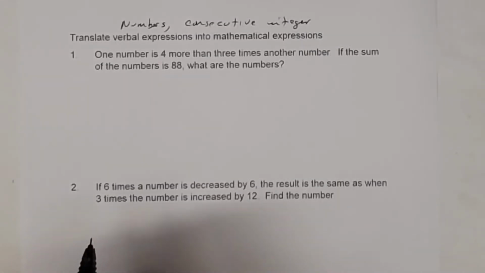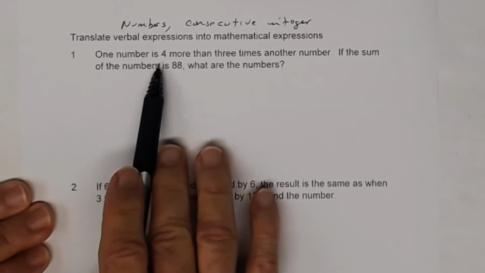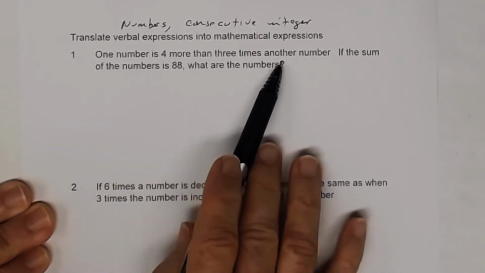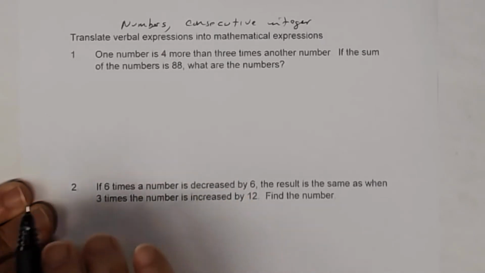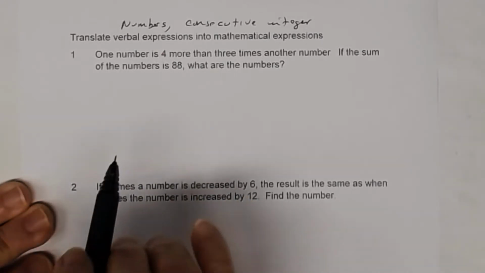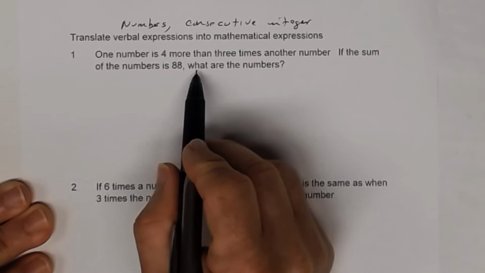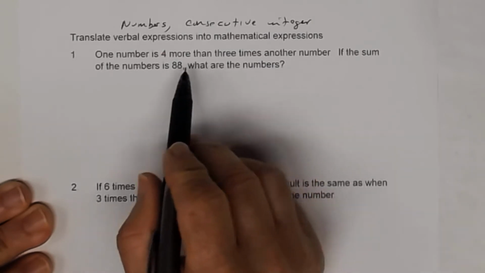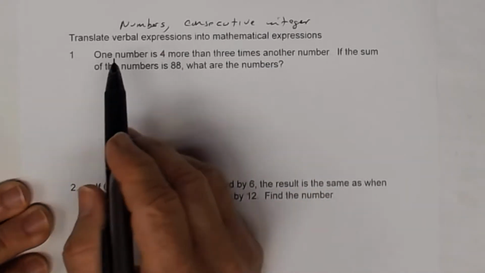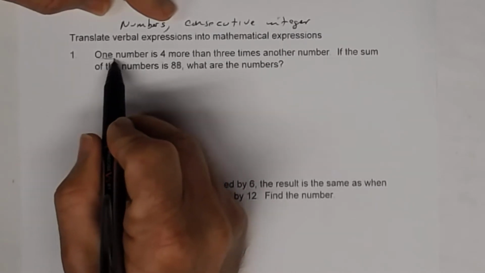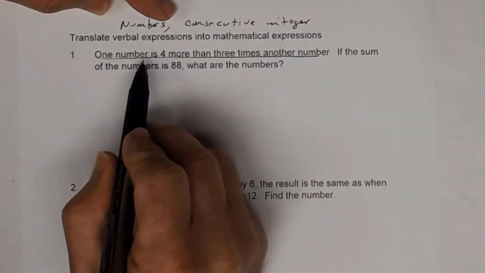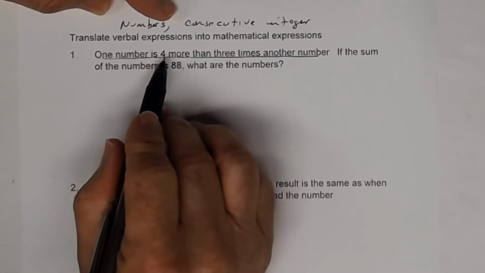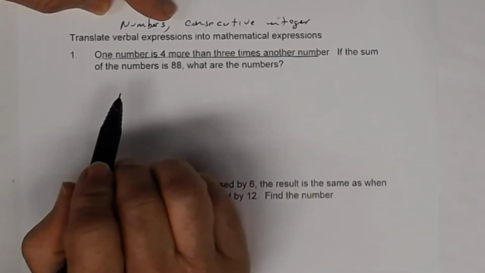So let's read this again. One number is four more than three times another number, and then you're told that the sum of the numbers is 88. So you have two sentences here basically. Now you're asked to find the numbers, so in this case you have to find two numbers. Let's look at that first statement first. Remember, is means equal. One number is four more than three times another number.